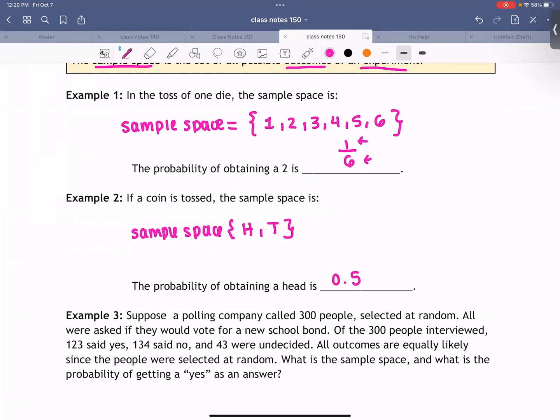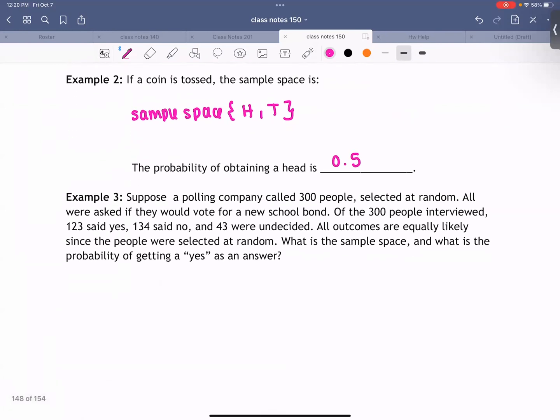Okay. Let's do a little harder example. I'm saying harder because there's a lot of words going on here. So let's read through this and see what happens. Let's say we have a polling company and they polled 300 people. So that's a lot of people. And they asked them if they would vote for something. So after they did the interview, they figured out that 123 said yes, 134 said no, and 43 were undecided. They wanted to vote yes or no. Okay. All the outcomes are equally likely. Can someone tell me what the sample space is?